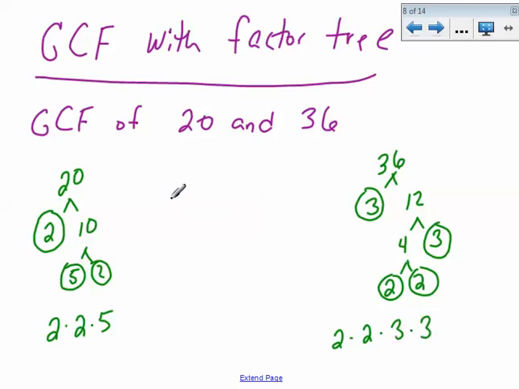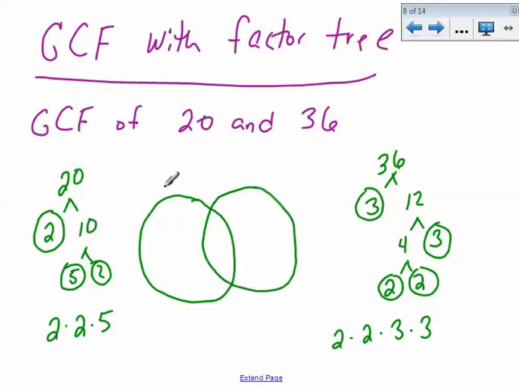Now I'm actually going to do very similar to what we did with LCM. I'm going to make this Venn diagram here. Here's 20, here's 36. And I'm going to do exactly like I did with LCM. I'm going to place these numbers where they go. If they share a factor, I'll put it in the middle. If it's a factor that is unique to that number, I'll put it over here.